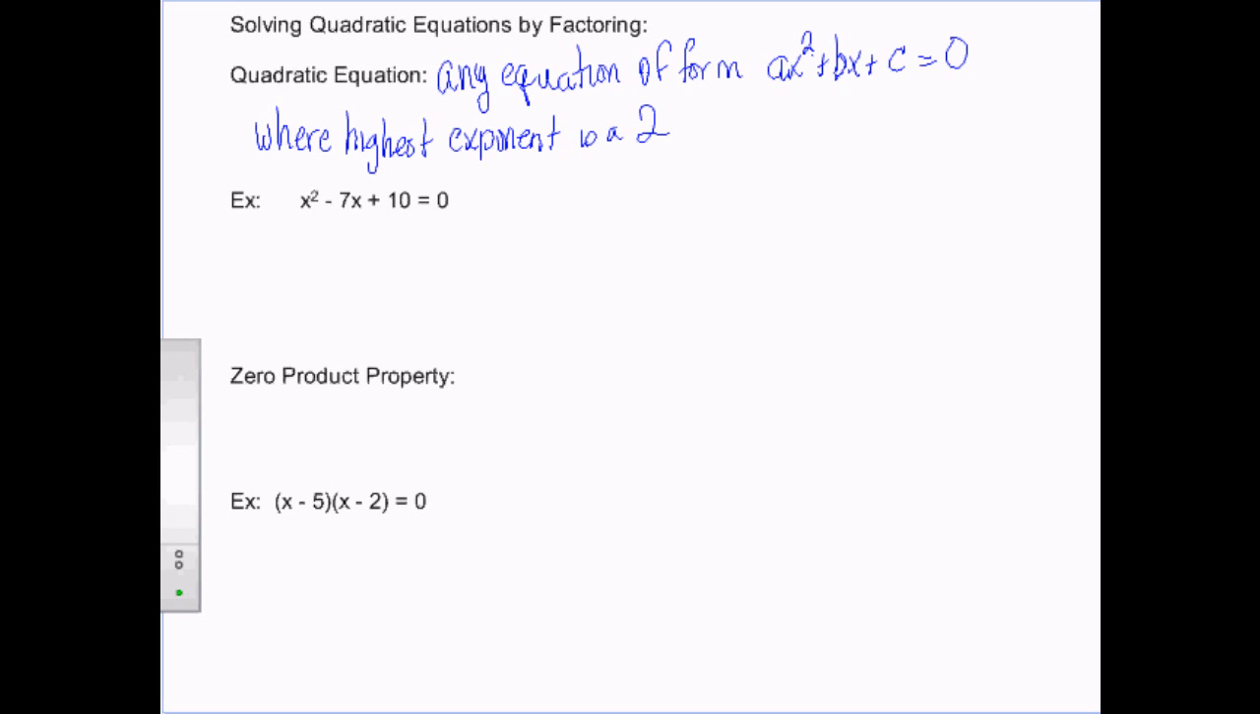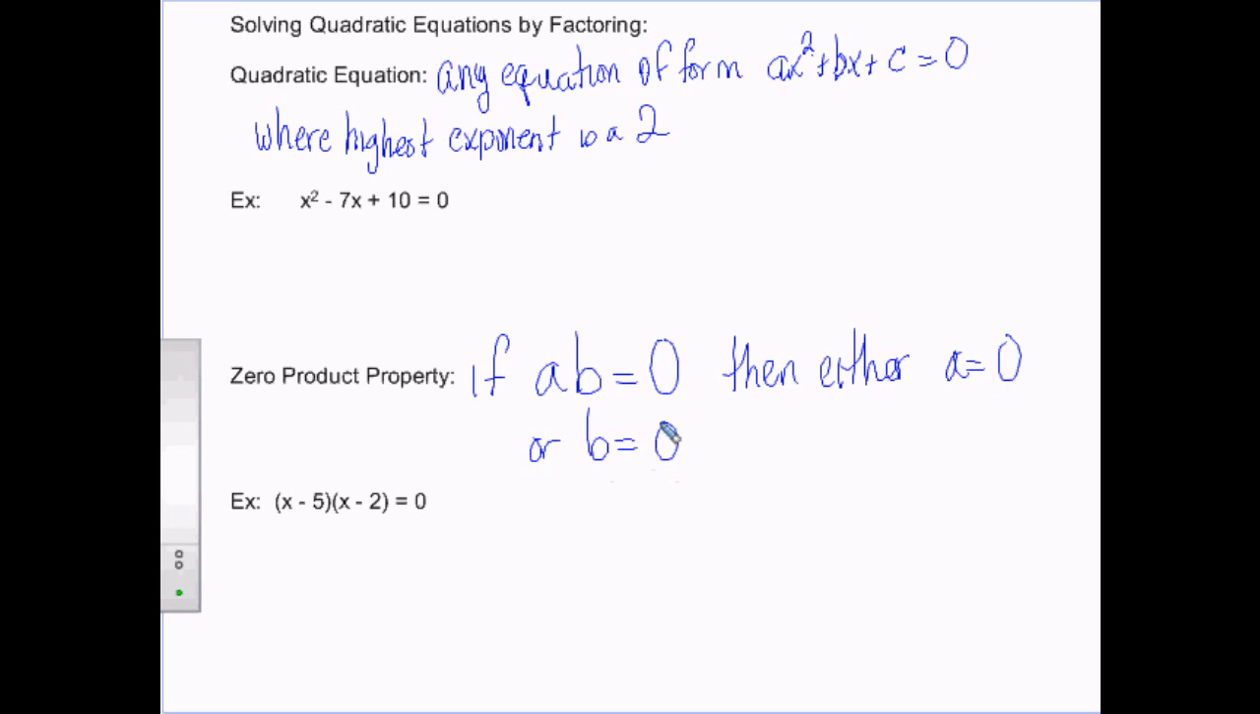Now, the zero product property is the property that allows us to solve quadratic equations using factors. And the zero product property says that if you have any 2 numbers and you multiply them together and it equals 0, then either the first one equals 0 or the second one equals 0. One of them has to be 0, right? You guys agree? I multiply two numbers and it equals 0. One of those numbers had to be 0.